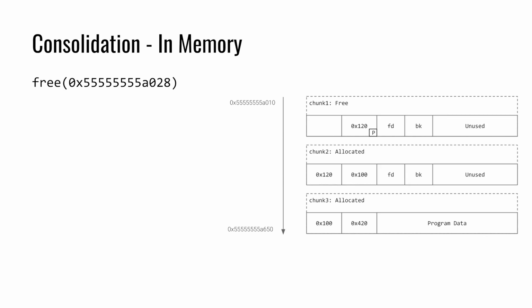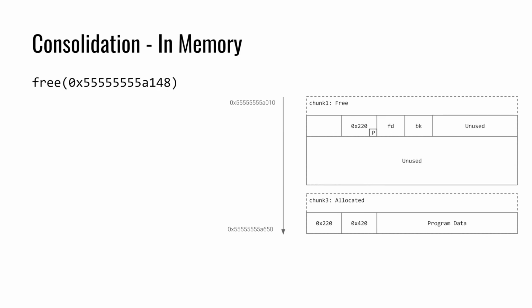Chunk 3's previous size was hex 100. And that was correct because that's the size of chunk 2. But when consolidation occurs, the next immediate chunk behind chunk 3 is now chunk 1, and it's a larger chunk 1. So the previous size of chunk 3 gets updated to hex 220.